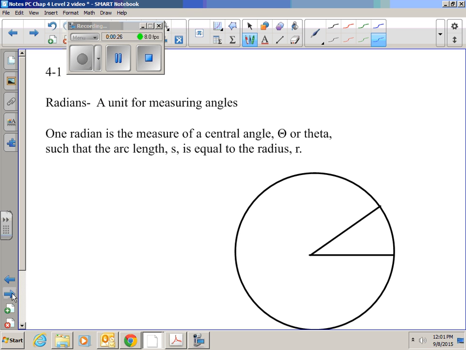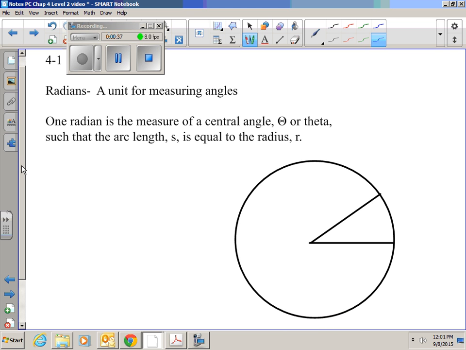Okay, let's talk about radians. A radian is a unit for measuring angles, much like degrees, which you already know about. But what's beautiful about radians is that if the measure of the central angle theta is equal to 1 radian, then our radius will always equal the arc length s. So if this angle is 1 and the radius were 3, the arc length is going to be 3.